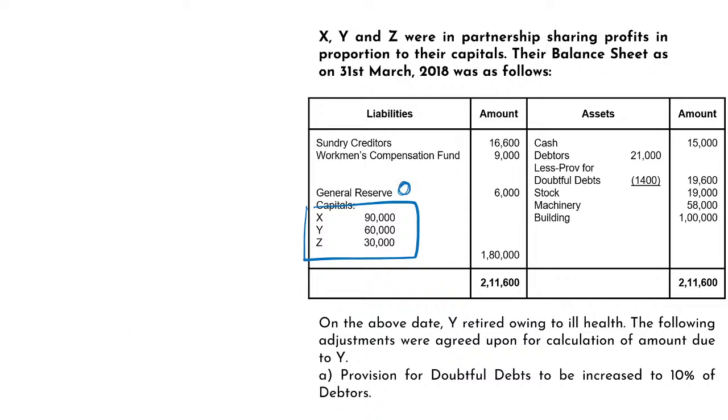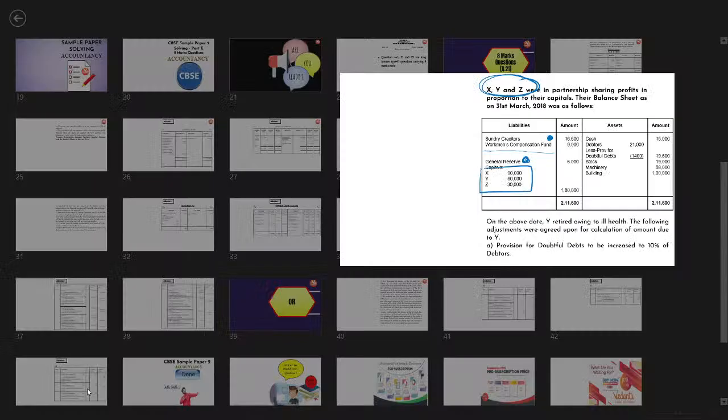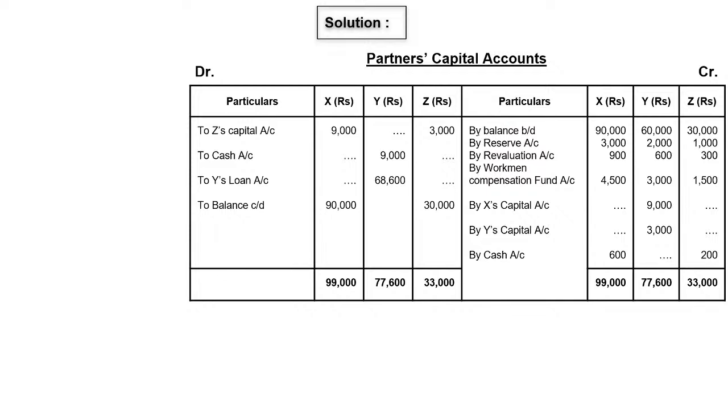Then you will record the general reserve and workman compensation reserve. They will be distributed among the old partners X, Y, Z in the old ratio 3:2:1. So by balance brought down 90, 60, 30. By reserve 3000, 2000, 1000. By workman compensation reserve 4500, 3000 and 1500.